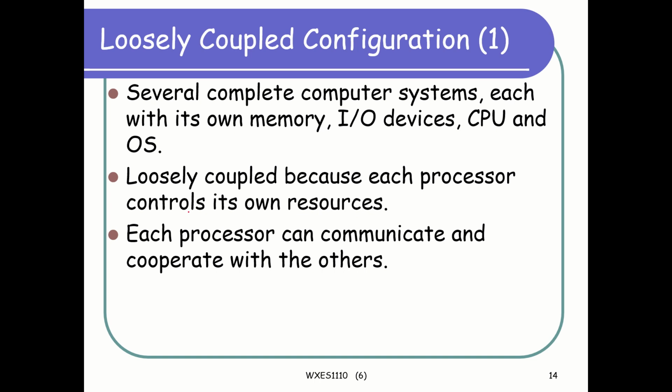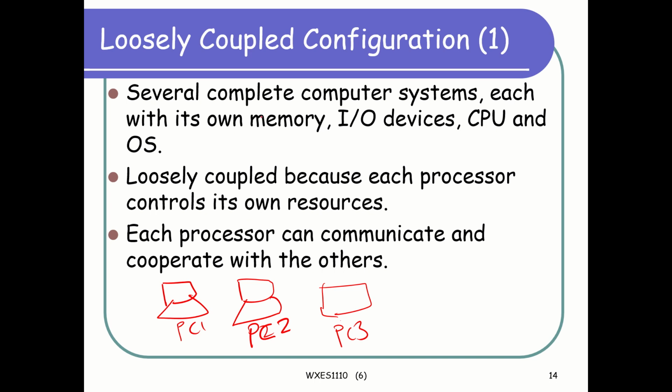Okay, you have here a PC1, here a PC2, and then here a PC3. Each one of these has its own memory, input output device, CPU and OS. Maybe this one has Windows 10, this one Windows 8, or maybe this is Linux or something. Loosely coupled because each processor controls its own resources. They are all connected to a network switch or router or something like that, and each processor can communicate and cooperate with the others using a network.